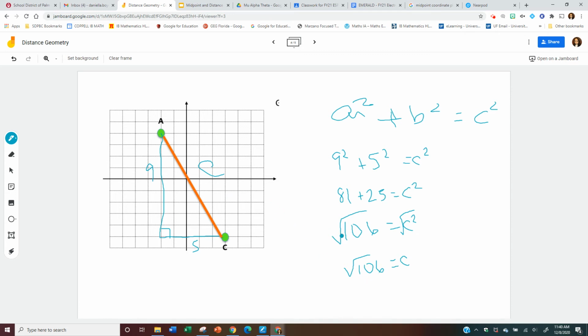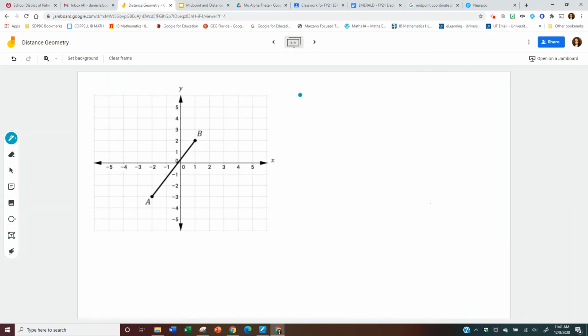If it asks for you to do this as a decimal, then you're going to go to your calculator and figure out what the square root of 106 is equal to. And that actually happens to come out to like 10.3. So it just depends on how you're being asked to answer. 10.3 will be the final answer.